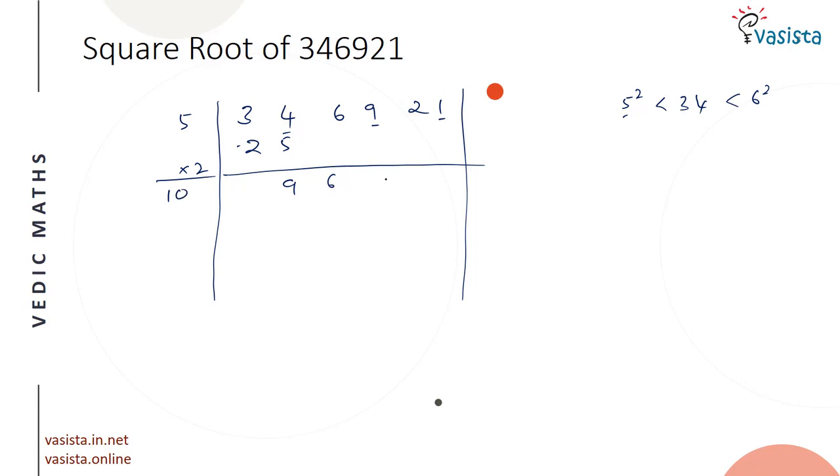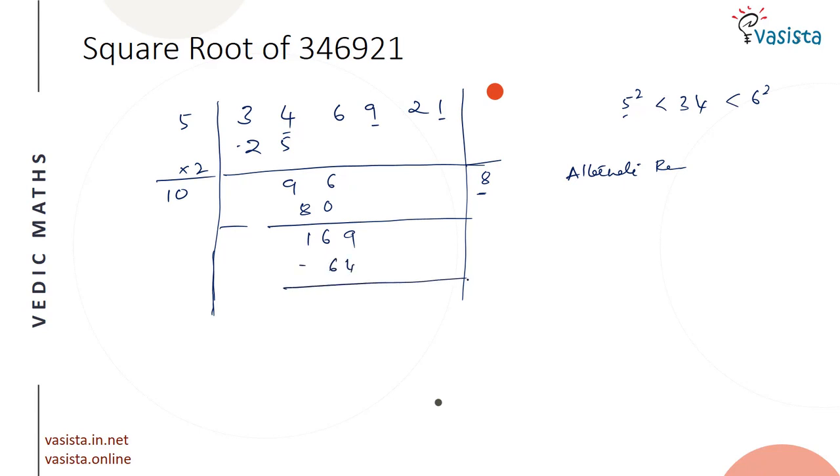So what I will do now, see here, if I go with the 9, you are going to get a negative number. So I will go with 8. Alternate remainder, 10 8s are 80. You are going to get 16 and 9 you bring down. Now the next step is the square of this number, that is 64. Subtract 64 from this number. You are going to get 9 minus 4 is 5. 16 minus 6 is 10.